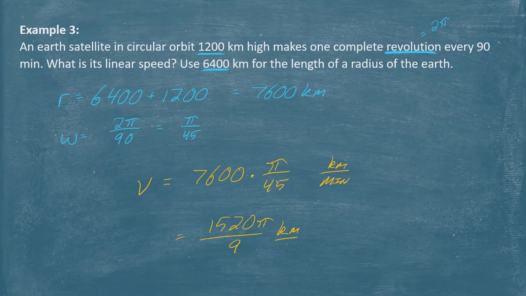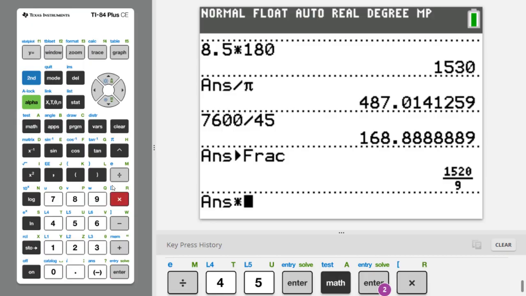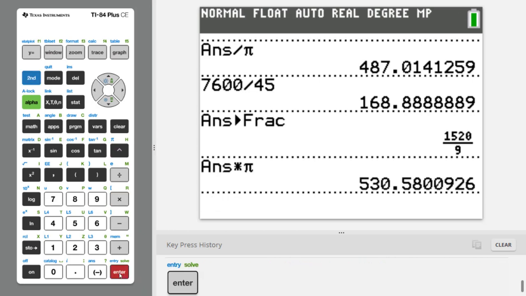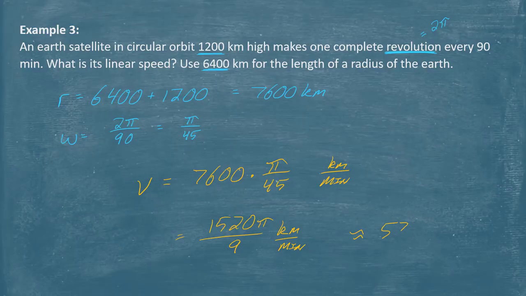Kilometers per minute, or if we wanted to actually figure out what this is in decimal form, we can go back and just do times pi and see what that turns into. So about 530.6 kilometers per minute. So that thing up there, it would be cruising, but if it's going all the way around in 90 minutes, that should kind of make sense that it's cruising pretty darn fast up there.